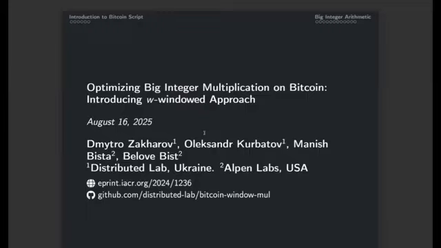So I'm not going to go into low-level details of our approach in this presentation, but give an overview of what we have achieved, why we decided to take on this project in the first place, and the high-level idea of our optimization. This is joint work by Distributed Lab and Alpen Labs. You can see our implementations in the paper, so in case you're interested, you can read it in more detail.